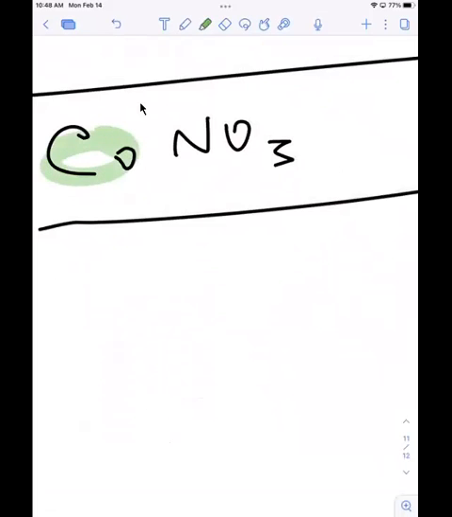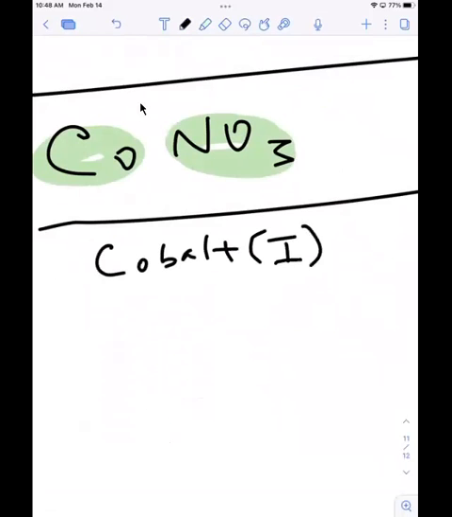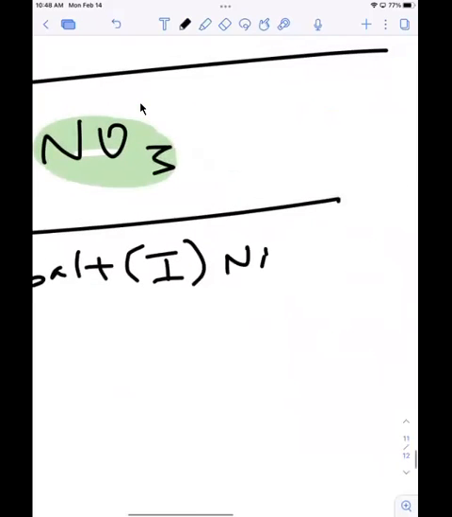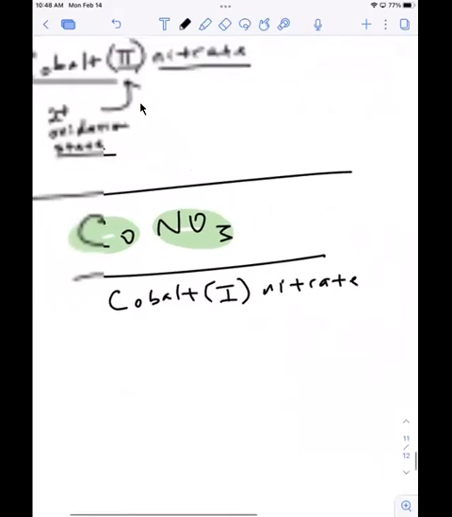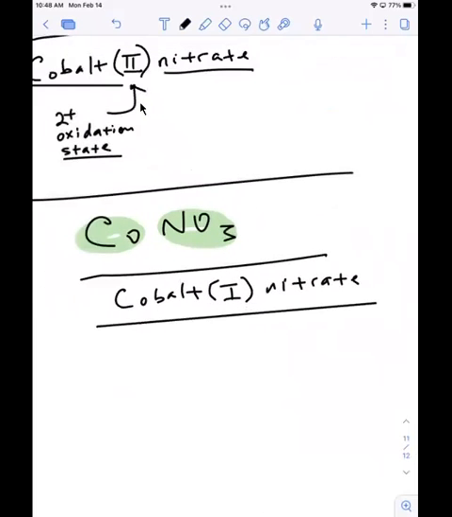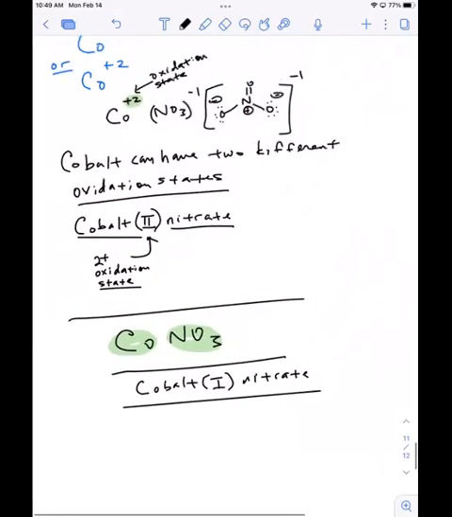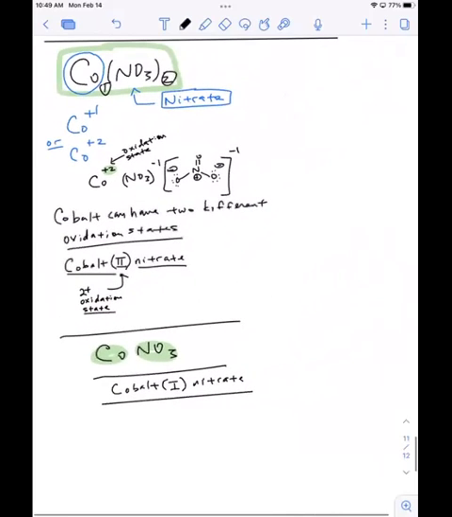Where cobalt here is Co, the nitrate is here. So we write this like this: cobalt(I) nitrate. Right? Anybody not following that or not catching it? It's all right, Saxon, we good. All right. Any questions?